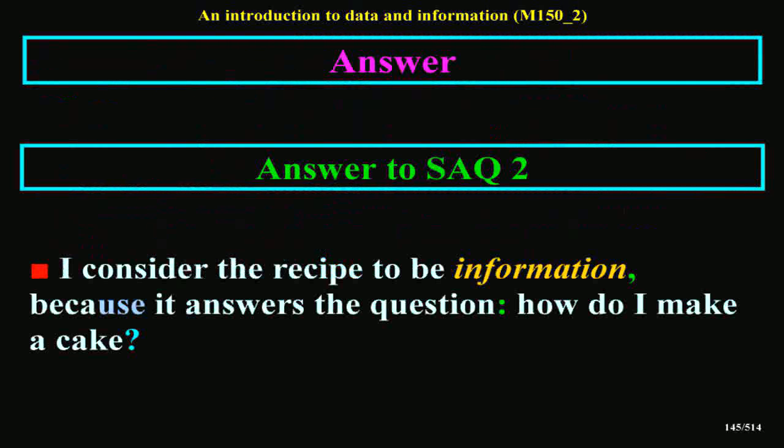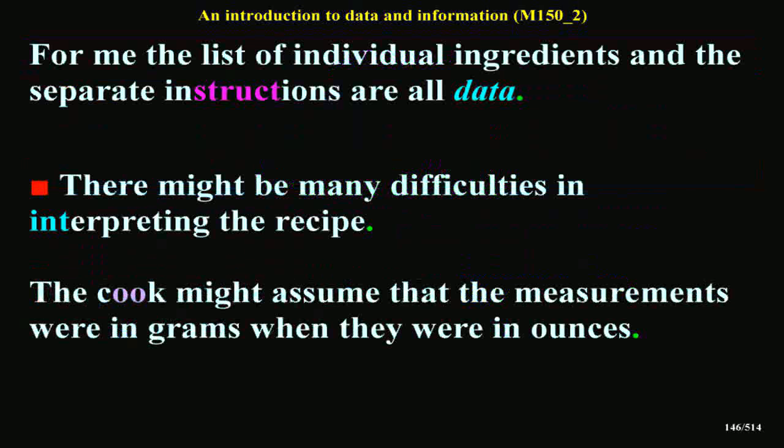Answer to Sac 2. I consider the recipe to be information because it answers the question, how do I make a cake? For me, the list of individual ingredients and the separate instructions are all data. There might be many difficulties in interpreting the recipe.